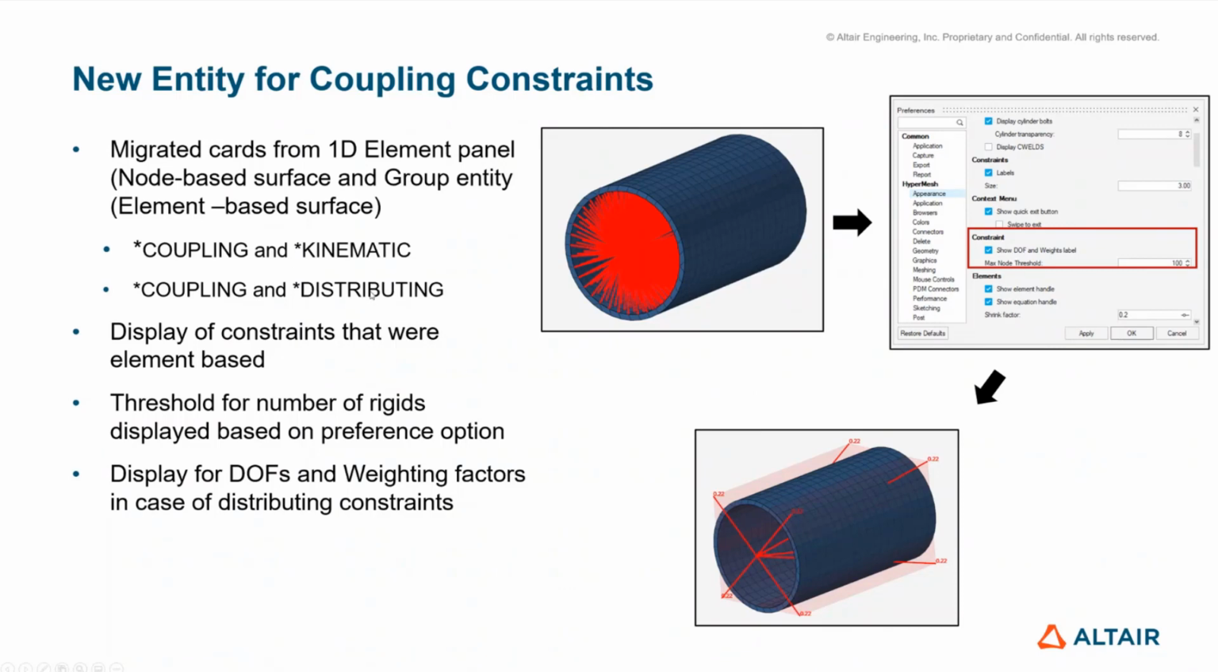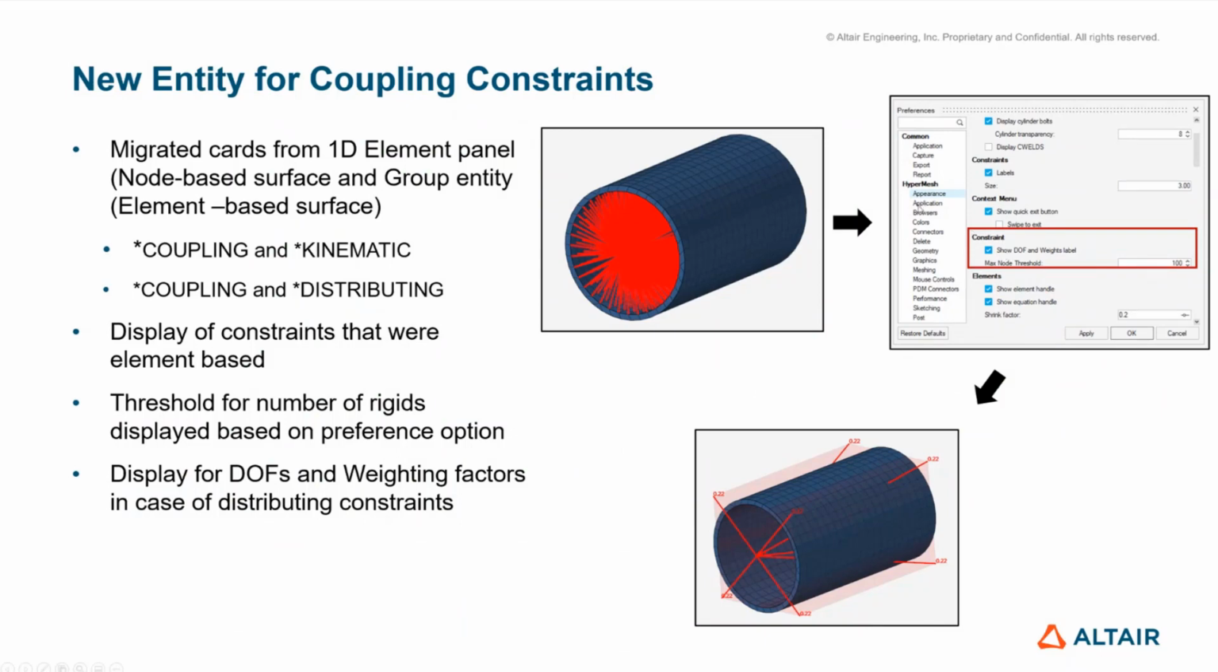While the display is available, it obviously makes things a little cluttered for most of the users. And for that, to ensure that the GUI is not cluttered, but at the same time the viewer should be able to understand that there is some kind of a coupling constraint, we have introduced a preferential setting.